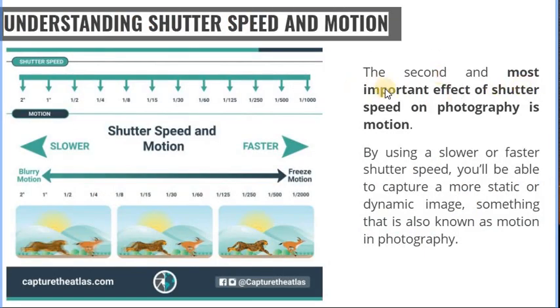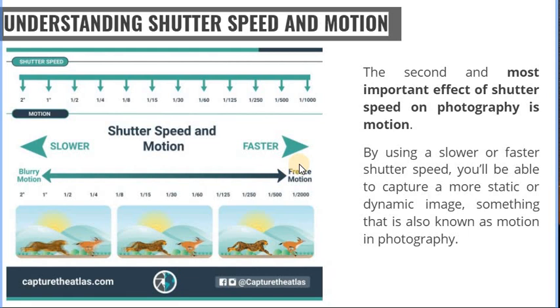Tayo kay slide 16. So, the second and most important effect of shutter speed on photography is what we call the motion. Ano yung motion? This is the movement. By using a slower or faster shutter speed, you'll be able to capture a more static or dynamic image, something that is also known as motion in photography. So, the blurry motion, ayan, the more na mas mabagal. The more na slower ang ating shutter speed, the more na nagiging blurred ang ating image. The more that the shutter speed is in the faster mode, the more na na-freeze natin ang motion.